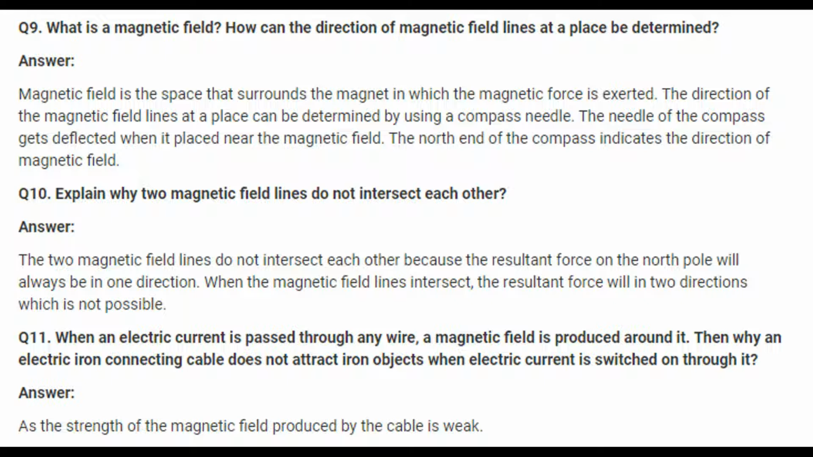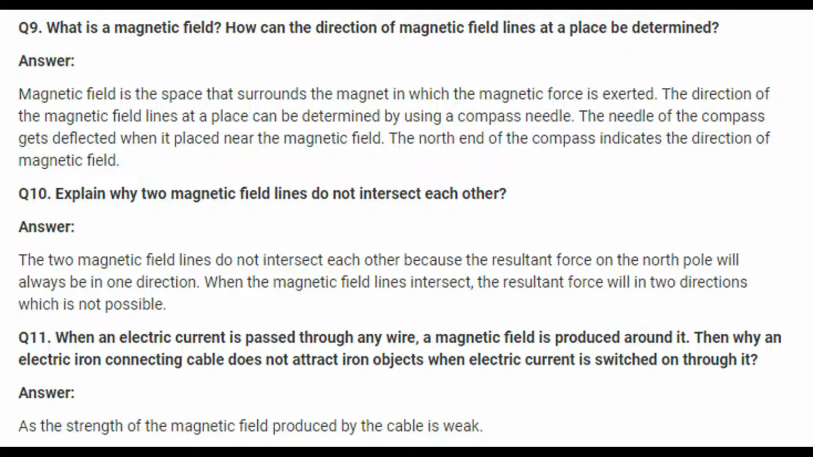A compass needle placed near a magnet gets deflected due to the magnetic force exerted by the magnet. The north end of the needle of the compass indicates the direction of magnetic field at the point where it is placed. Question 10. Explain why two magnetic field lines do not intersect each other.